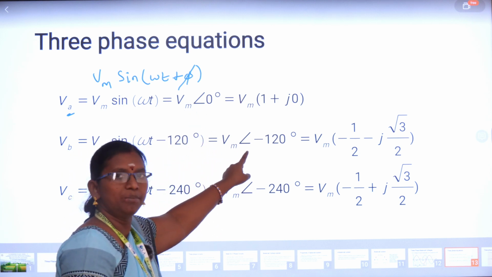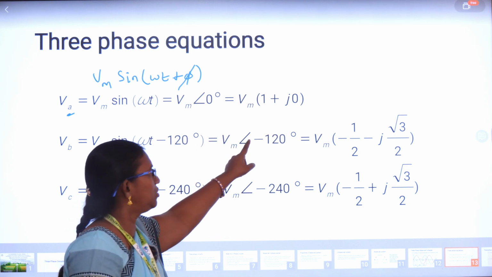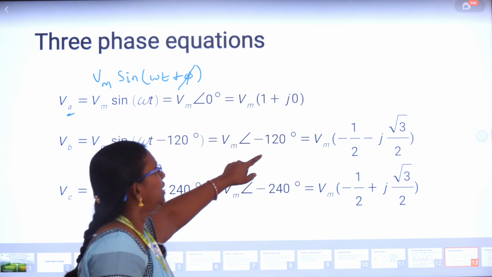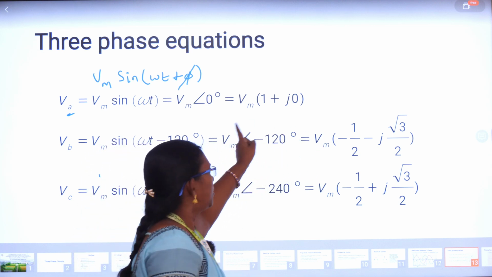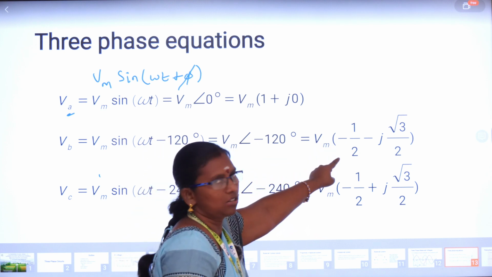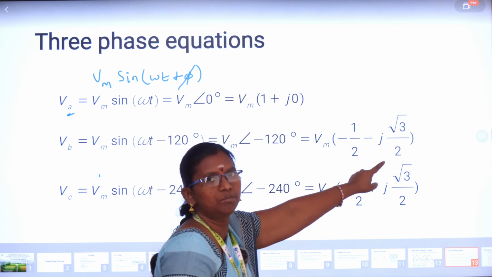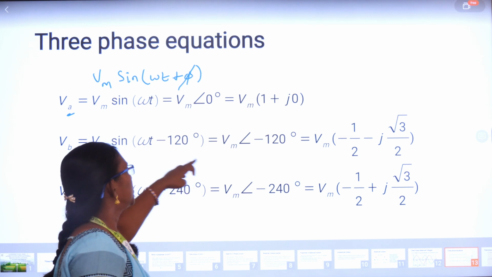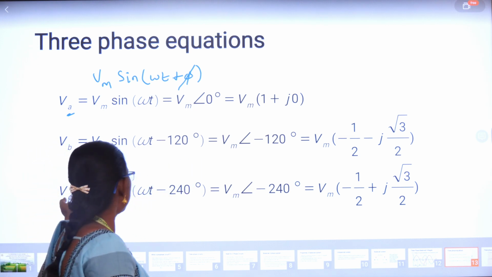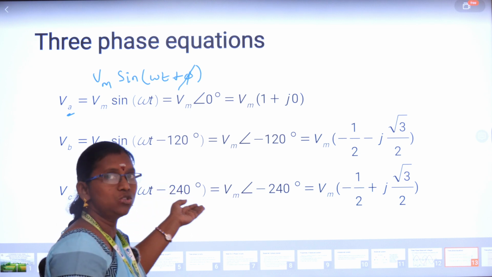degree. So when we represent the same equation in polar form, we get Vm angle minus 120 degree, and this can be represented in the rectangular form, that is given by Vm of cos minus 120 plus j sin minus 120. So this is the equation, and next is the equation of the third wave Vc. Vc is equal to Vm sin omega t minus 240.